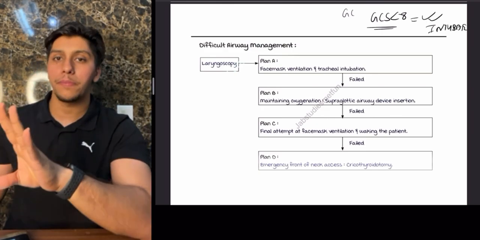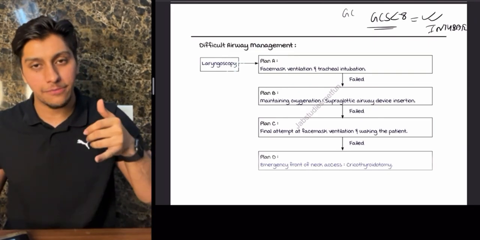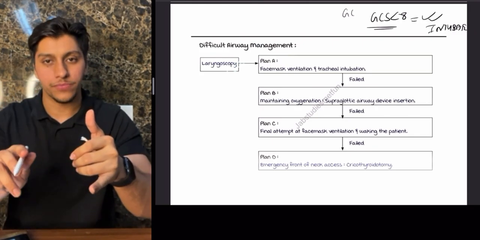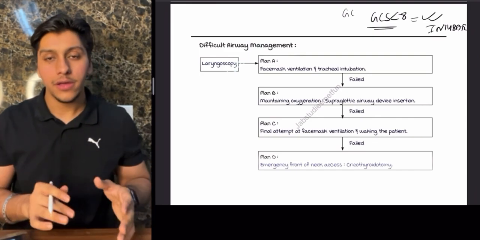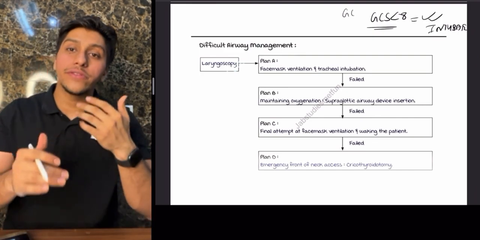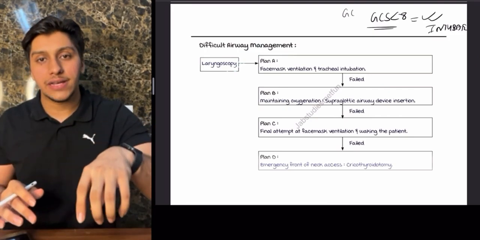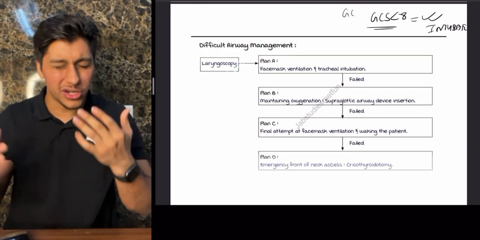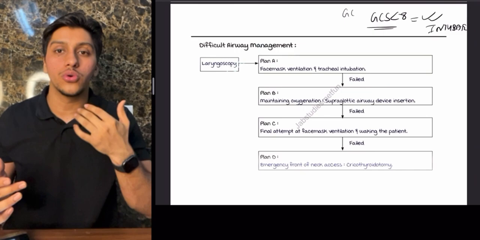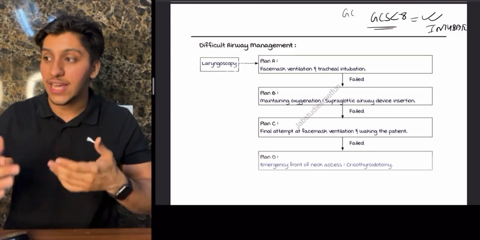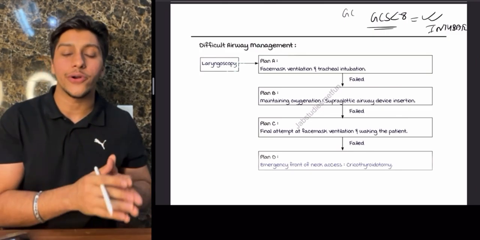So there are 4 plans, plan A, B, C, and D. Plan A means you try, with the help of a laryngoscope, to do endotracheal intubation. If this fails, now comes plan B. Plan B is going to be an LMA trial, laryngeal mask airway. If even the laryngeal mask airway fails, then you will do normal bag and mask. During this bag and mask, you're going to try again and check out the possibilities, and call the anesthesiologist and or the ENT doctor to do a tracheostomy. But still, if the patient's saturation is not improving even with bag and mask, the next step, which is plan D, is going to be cricothyroidotomy.